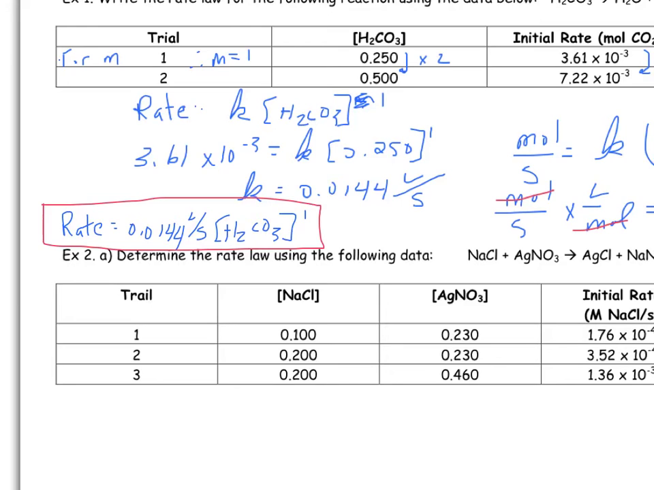Pause the video here and try out example 2. It's a bit tougher because there are two reactants. Remember, in order to determine the rate exponents, you have to do the reactants independently. Find two trials where NaCl changes but AgNO3 stays the same. Determine the rate exponent, and then follow the same steps to determine the rate exponent for AgNO3.